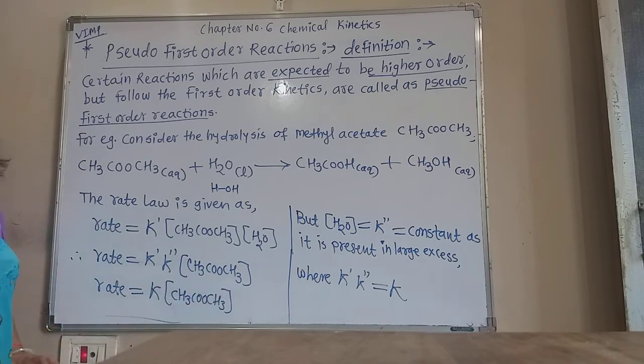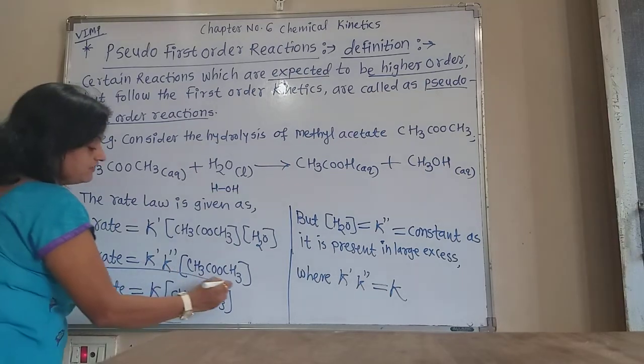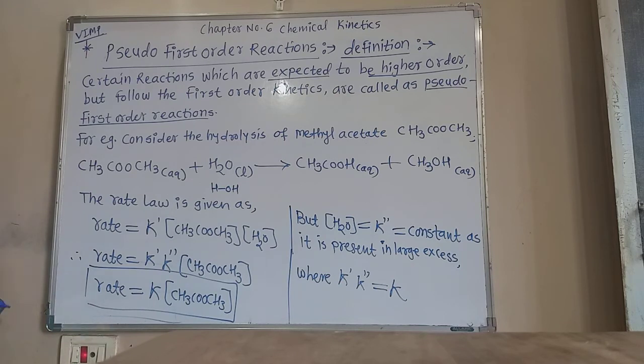Now what does this rate equation show? This rate equation of methyl acetate shows that it is a first order reaction. Though we expect that it is second order, finally it obeys first order kinetics. So this is the pseudo first order reaction, the hydrolysis of methyl acetate.